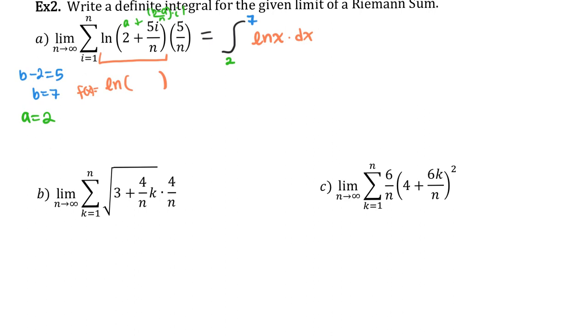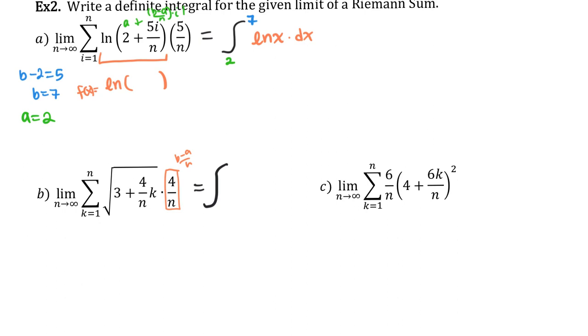It's given in summation notation. Let's see, what do I see? I see it's approaching infinity. I see this weird square root thing. 3 plus 4 over n times k, times 4 over n. So I'm thinking that this is my b minus a over n. Seems reasonable. So I know b minus a is going to be 4.